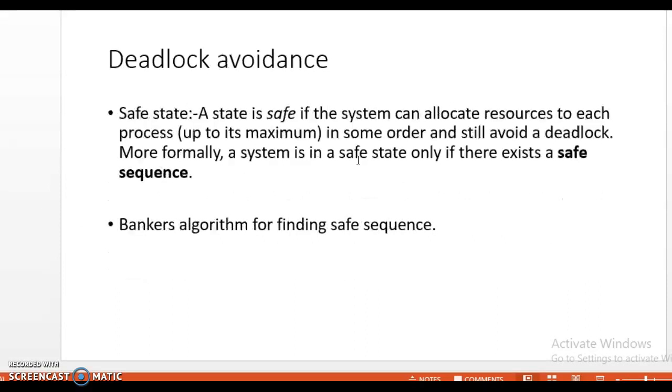So what is the next thing? The next thing is safe state. Then what is the safe state and what is the safe sequence? A safe state is a state in which the system can allocate resources to each process in some order and still avoid a deadlock. More formally, a system is in a safe state only if there exists a safe sequence.